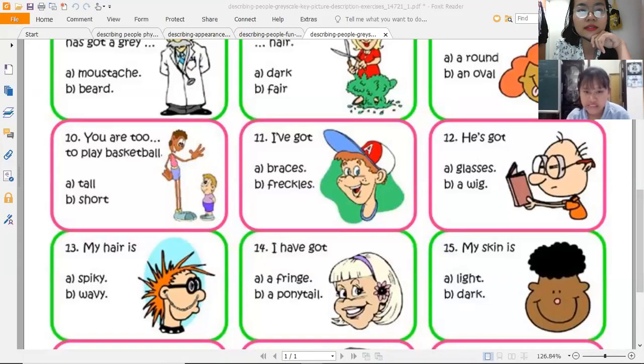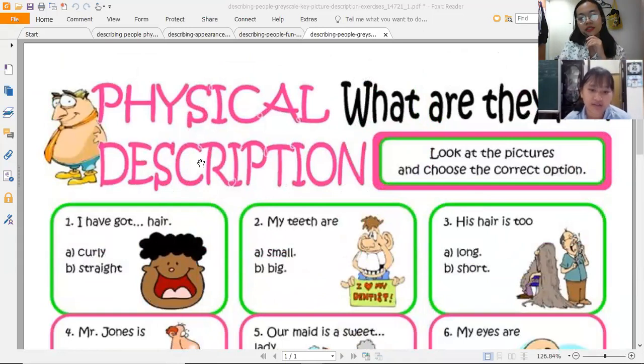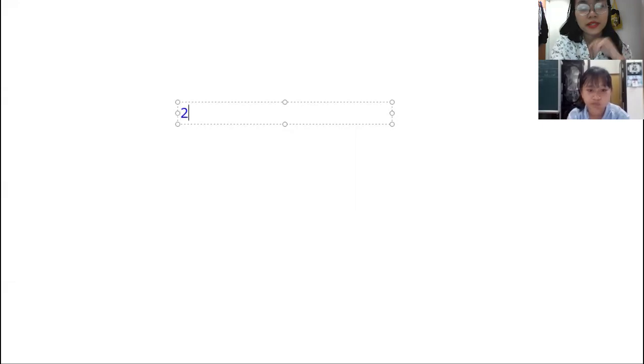Can you see the lesson today? The lesson today is the description. Describing people. I already told you about the description, right? Description of people. We have two types of describing people.